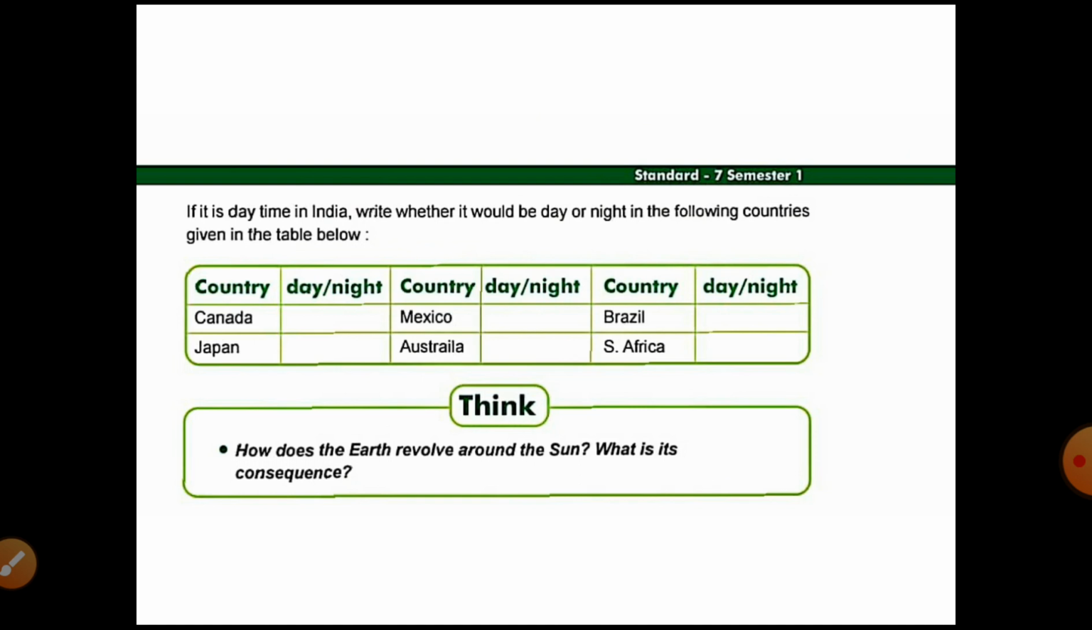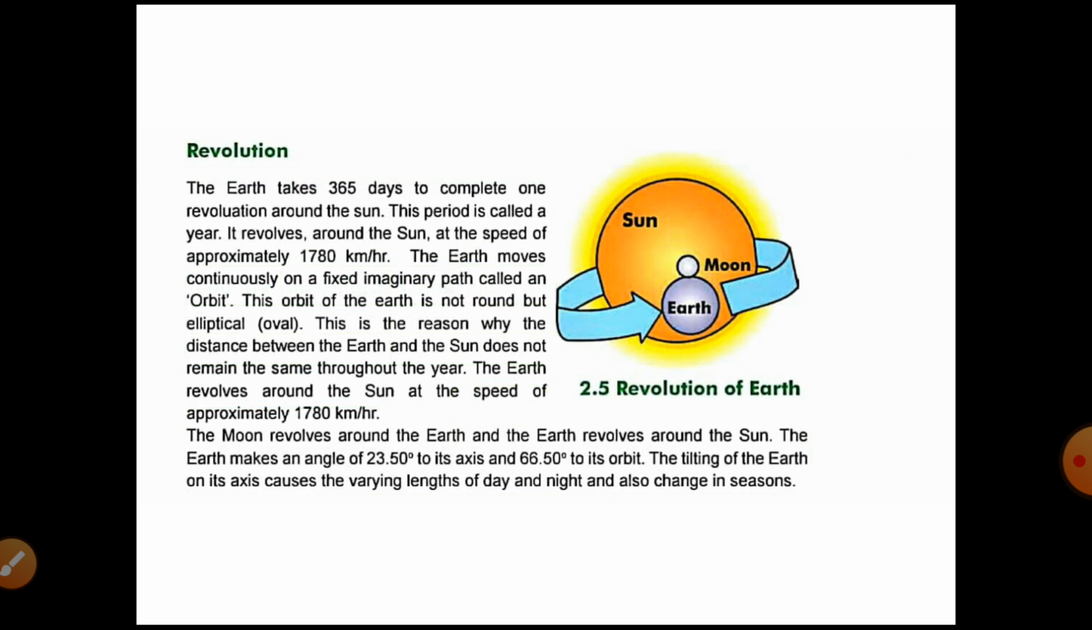How does the earth revolve around the sun? What is its consequence? We have to think about how the earth is revolving around the sun. The earth is not bound with any rope or any other solid bodies, yet it is revolving around the sun. So what is the reason behind it? There is one reason: the gravitational pull of the sun.